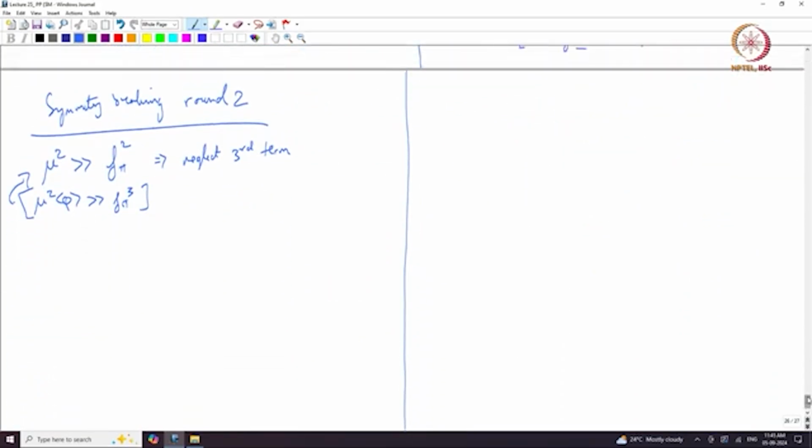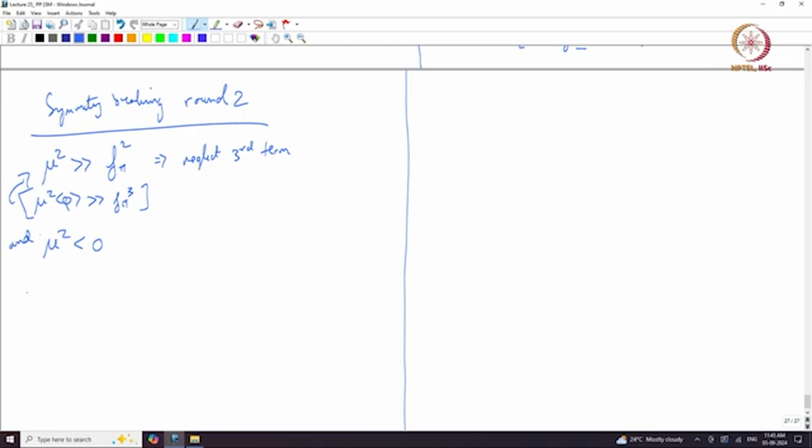Similarly, here I am going to take this limit where I am going to guess that the expectation value is larger than f pi, and we will find that it is true, okay. But not only that, I am also going to do something slightly odd. I am going to take mu square negative, okay.